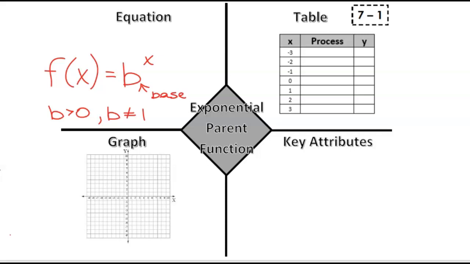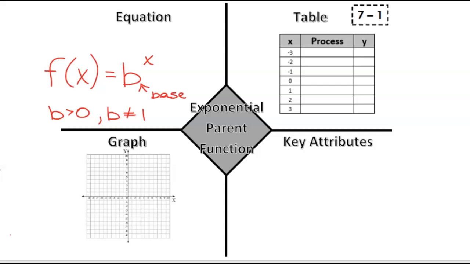It doesn't have to be greater than 1. It just has to be greater than 0 and not 1. So it could be like a half. It could be a fraction. It could be 0.25. And we're going to see in the next set of notes some examples of when b is between 0 and 1 and when it's just greater than 1.